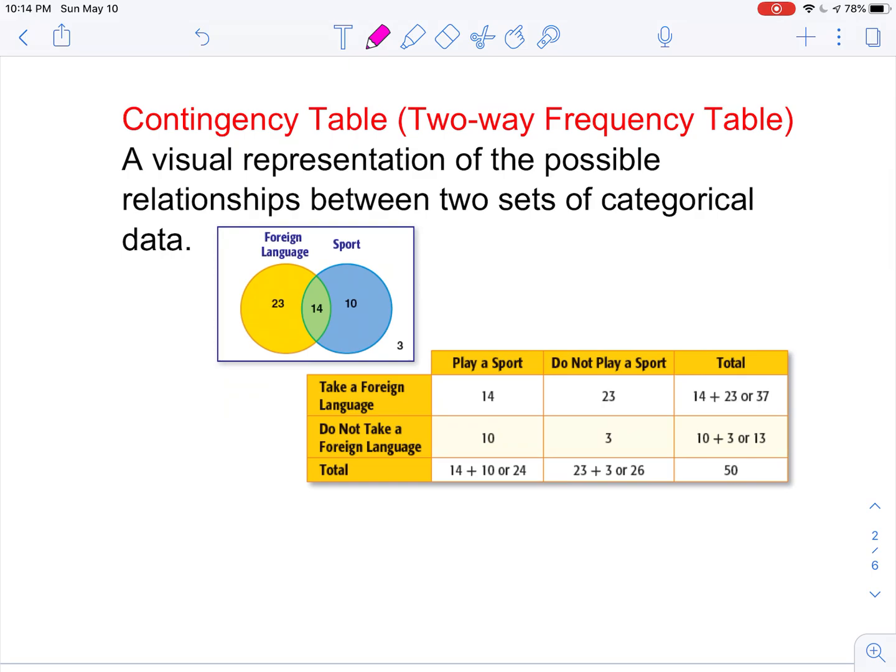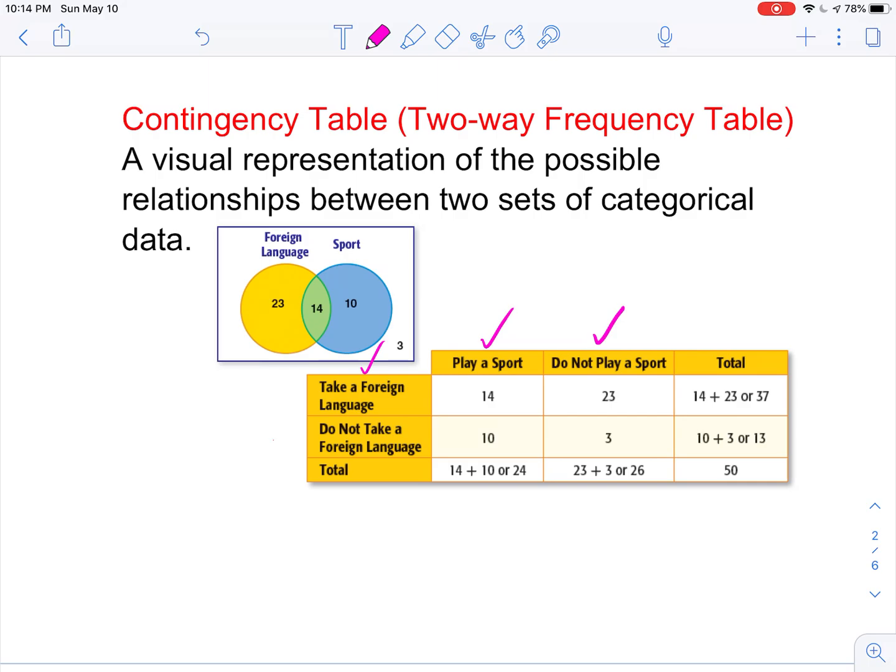So we can't pick out this information from the Venn diagram, but we do have another representation that makes organizing things into categories and looking at their totals a little bit easier. And these are called two-way frequency tables or contingency tables. And these are a visual representation of the possible relationships between two sets of categorical data. Now we can bump this up to 3 sets, 4 sets, however many sets we need, but basically it just compares the two data. So this Venn diagram that I have here on the screen is transferred into a two-way frequency table. So what are the differences?